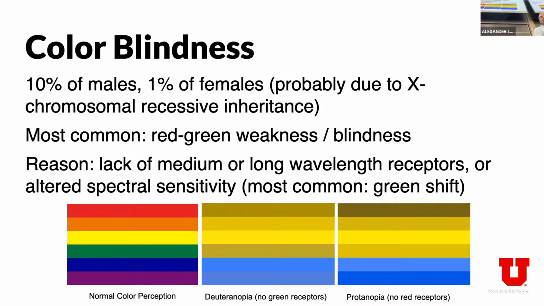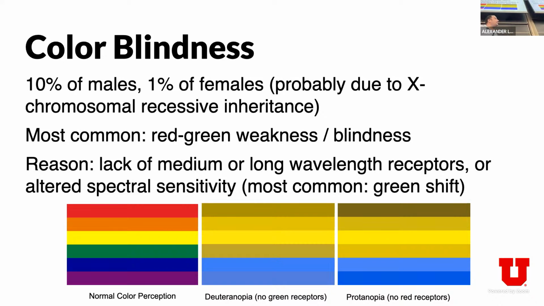Anybody in here colorblind or color weak? You don't have to share, but if you don't mind. A few people. Okay, so about 10% of all males have a color weakness, and much fewer females, probably due to X chromosomal recessive inheritance. The most common thing is red-green weakness or blindness. The reason is a lack of medium or long wavelength receptors, or some altered spectral sensitivity, so we have some green shift in there.